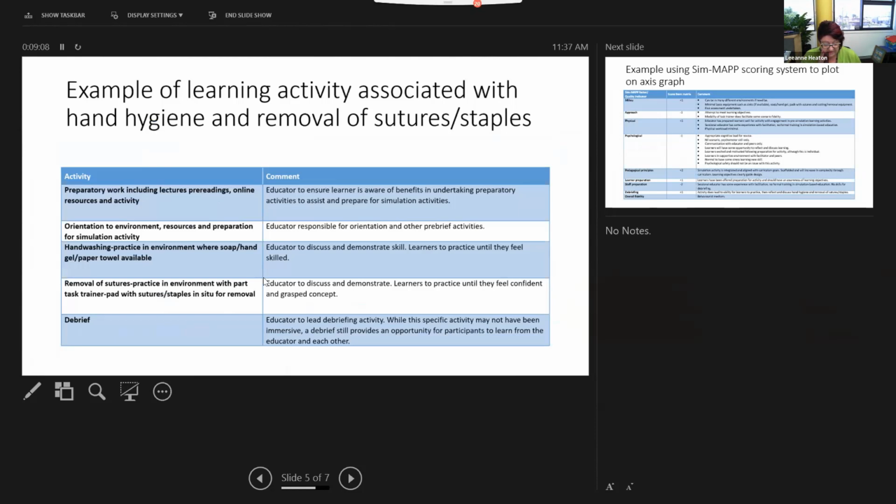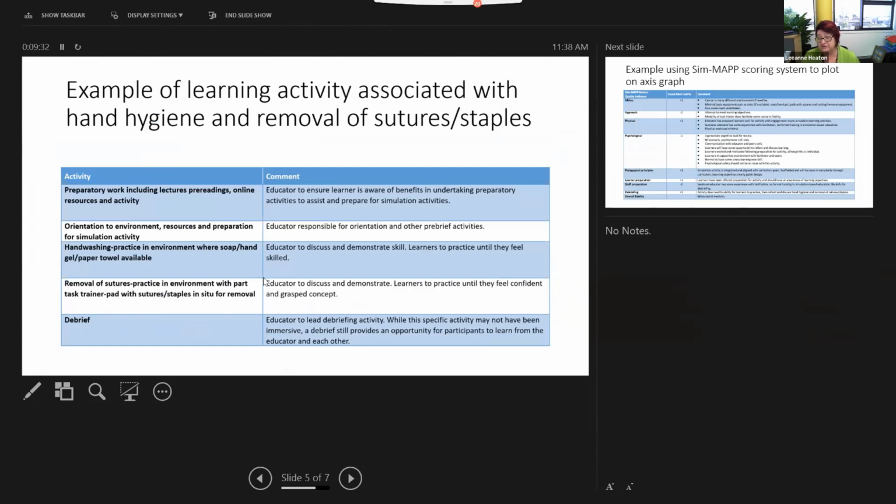So the particular example that I used here was at the commencement of a pre-registration nursing course, where students are learning only the fundamental nursing skills, such as the principle of washing hands and removal of suture or staples. The learner should ideally have had some theoretical background.